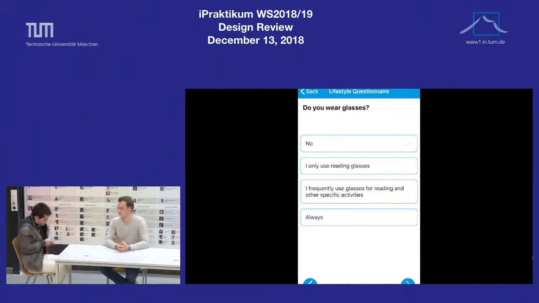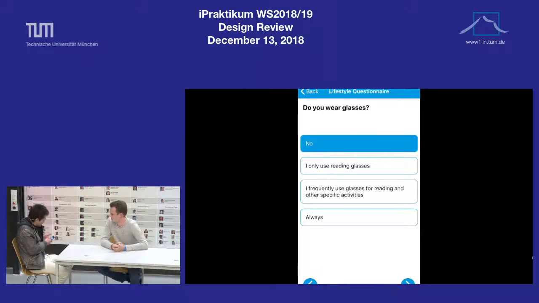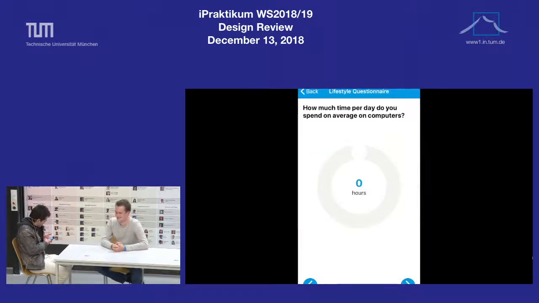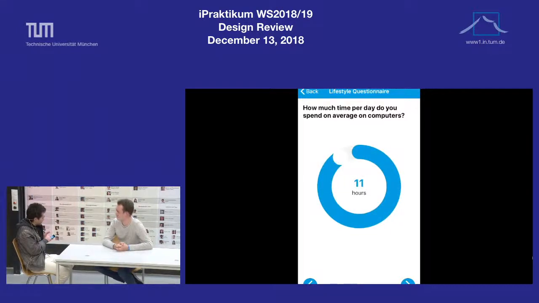So, okay. Do you wear glasses? No. How much time do you spend on average on the computer? Actually, I'm a high-tech grandpa.